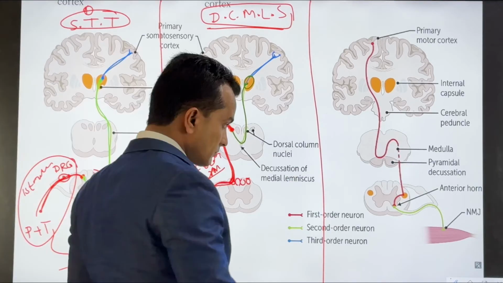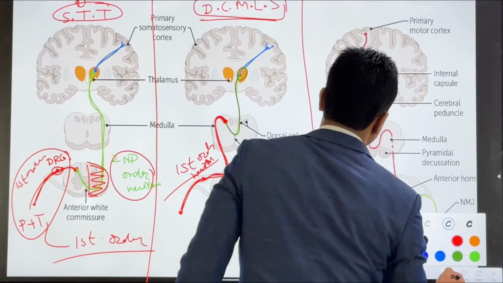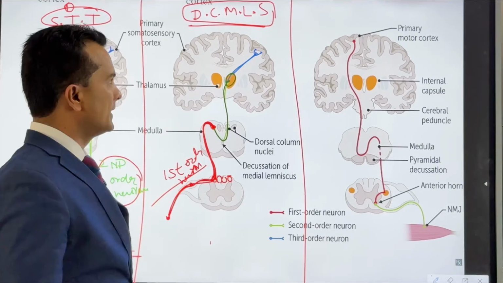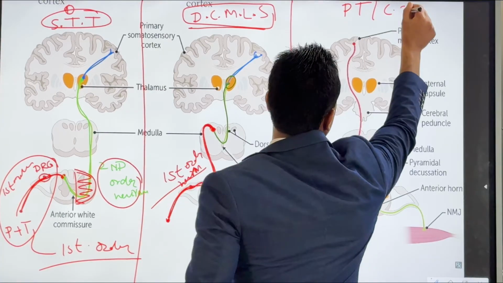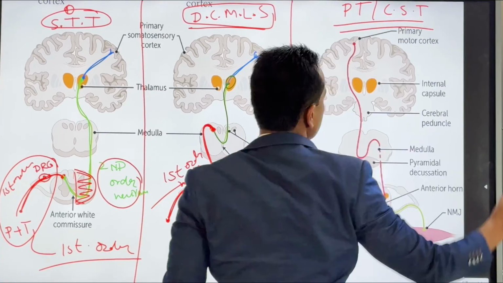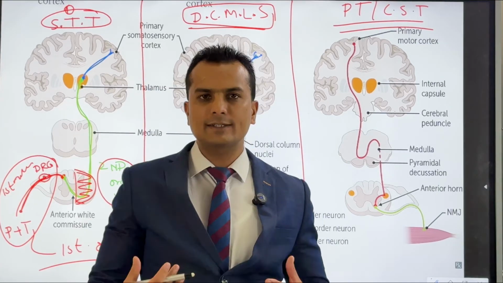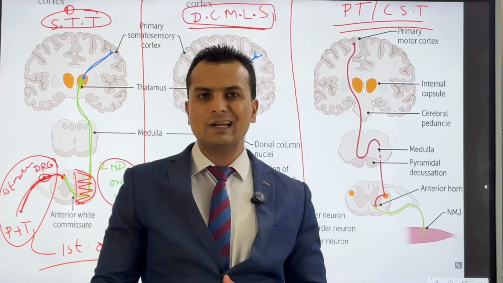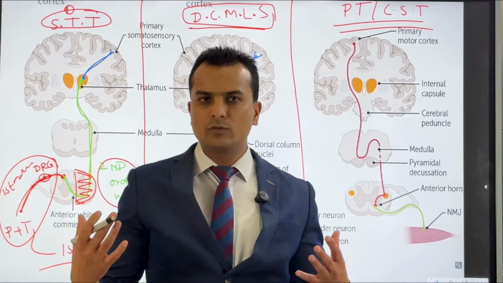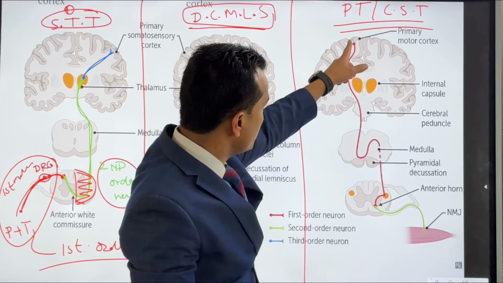Now this final structure here is related to the descending tract, and this is called the pyramidal tract, or the corticospinal tract. This is another very important tract. This corticospinal tract basically innervates your entire skeletal muscles, and it controls voluntary movement. And this first order neuron is originating from the frontal cortex.